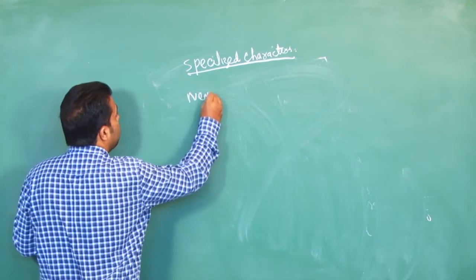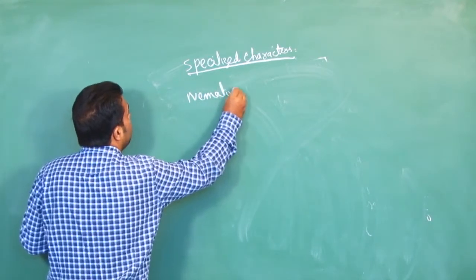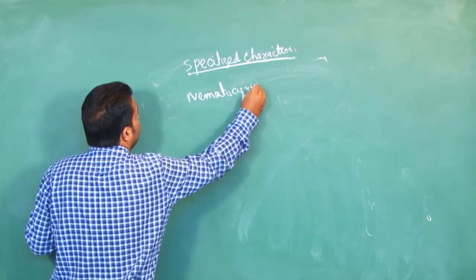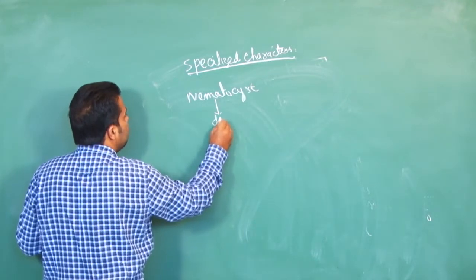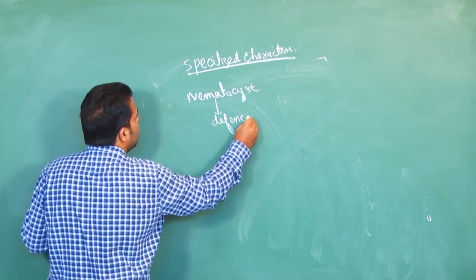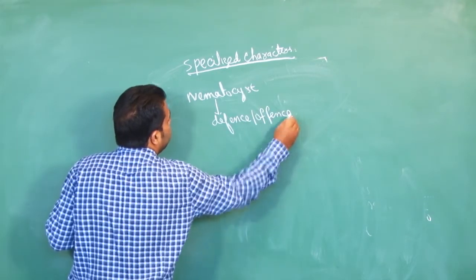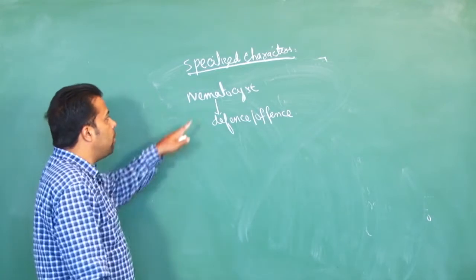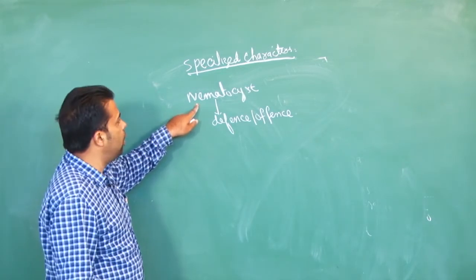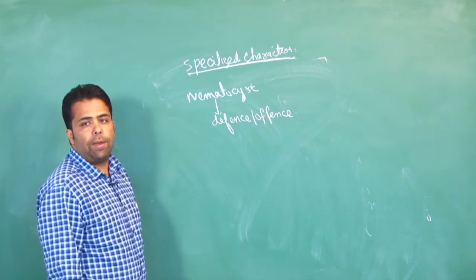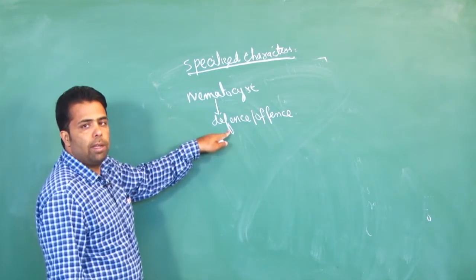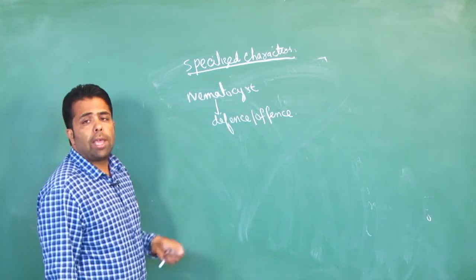What's the function of nematocyst? Nematocyst is used for defense as well as offense, meaning to catch the prey. So the function of nematocyst, that is the stinging organ, is defense as well as offense. That is, it is used to defend itself and it's also used to catch the prey.